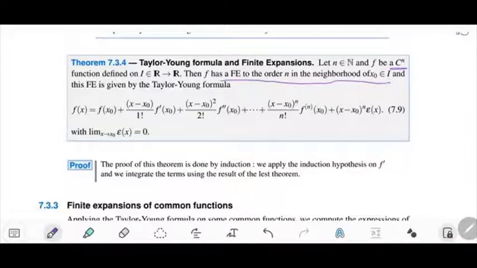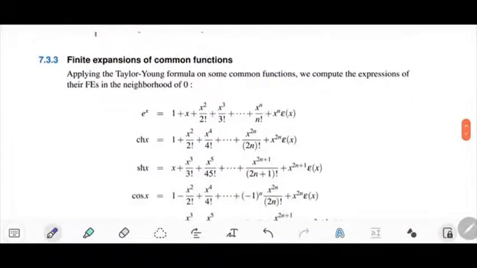Okay, so the Taylor expansions and the finite expansion are the same thing when f is a Cn function. So from now on, we will be dealing with Cn functions, and to calculate the finite expansions, we will be using the Taylor formula. So from now on, the Taylor expansion will be the finite expansion, because we will be dealing only with Cn functions. So let's calculate some finite expansions of some common functions that we know.